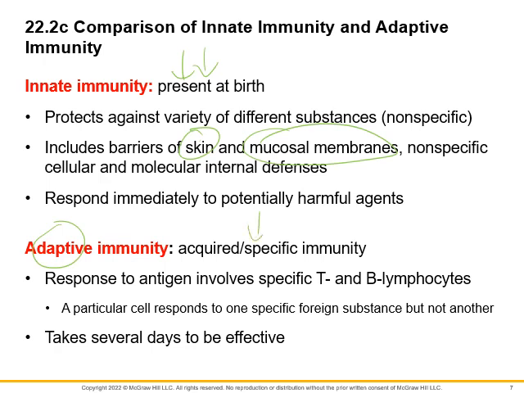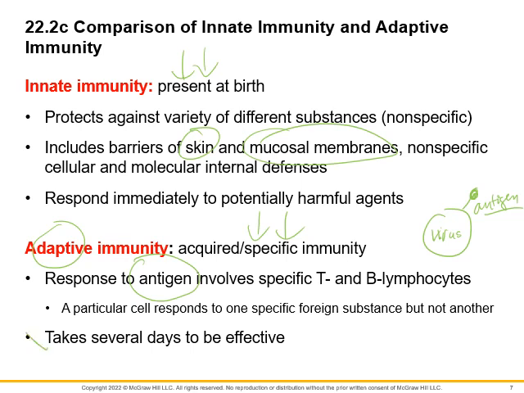Adaptive immunity, acquired, specific. You're responding to some sort of antigen. So remember, if you have a virus, viruses also have antigens on them. Antigen is something that elicits an immune response. So I know we were talking about antigens on red blood cells. Anything that's expressing a tag, a glycoprotein tag that elicits an immune response, we would call that an antigen.